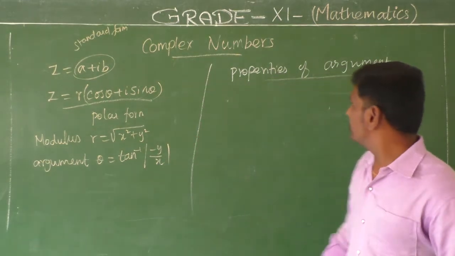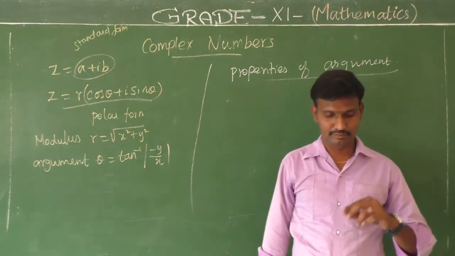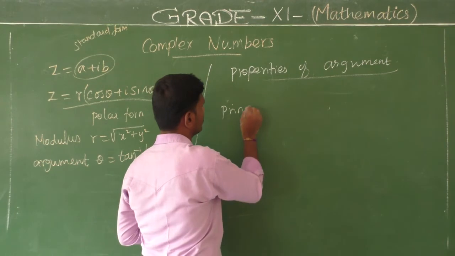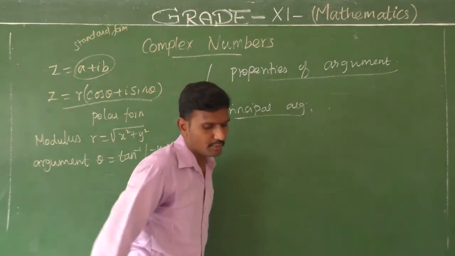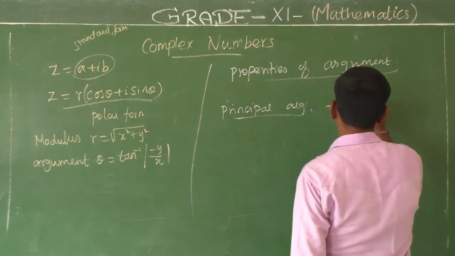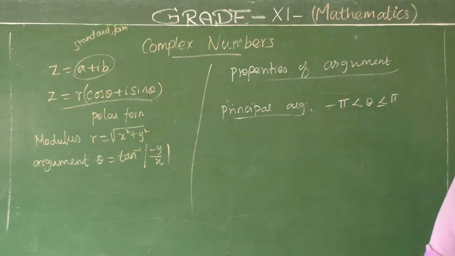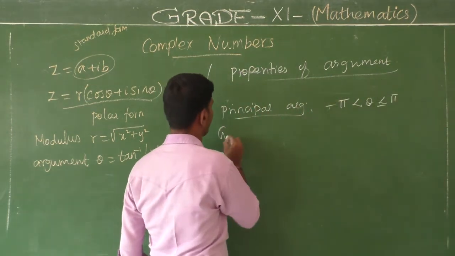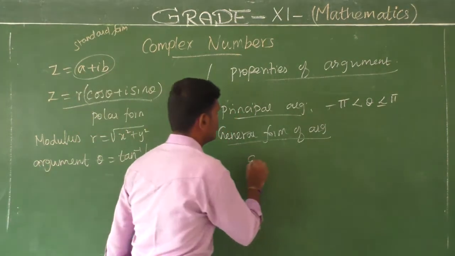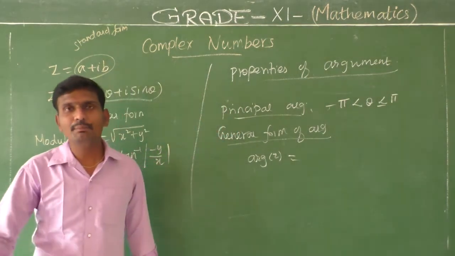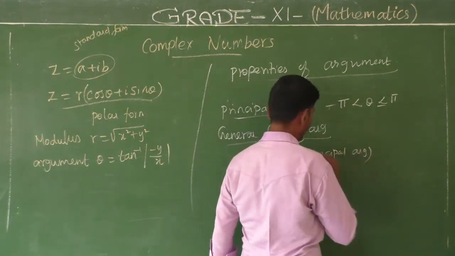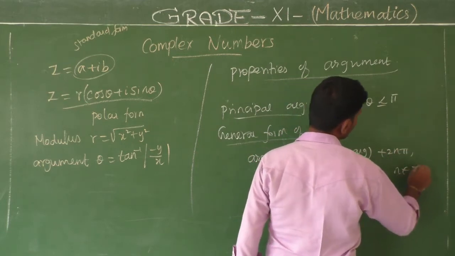Before that, I want to give you a small thing: the principal argument first, and the general form of argument second. Principal argument: already you know from your book page number 106, in your last class you studied, minus pi is less than theta is less than or equal to plus pi. This is your principal argument. Coming to the general form of argument, it is very simple. Argument of z is equal to the principal argument plus 2n pi, where n belongs to Z.